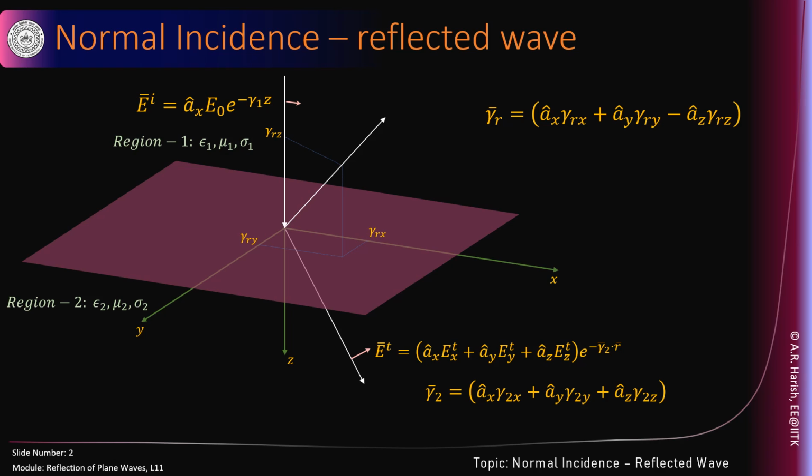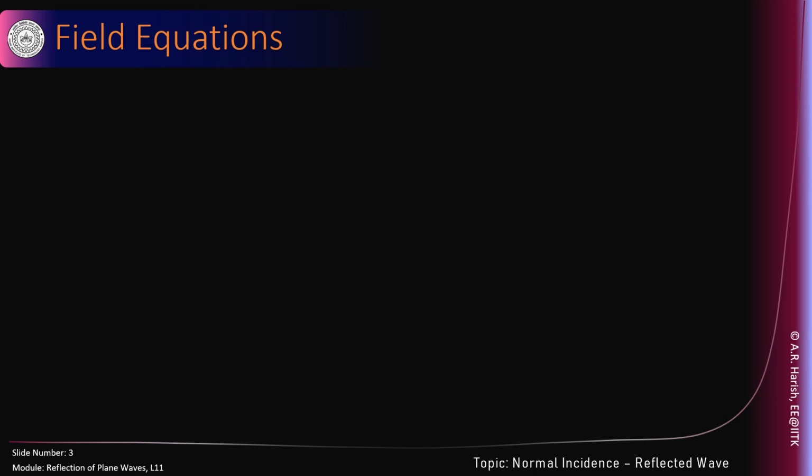Now we are ready to assume an electric field for this wave, and let that be ER given by ax cap Exr, ay cap Ery plus az cap Erz, multiplied by e to the power of minus gamma r dot r. Gamma r is the propagation constant of the reflected wave. Now we will write the field equations.